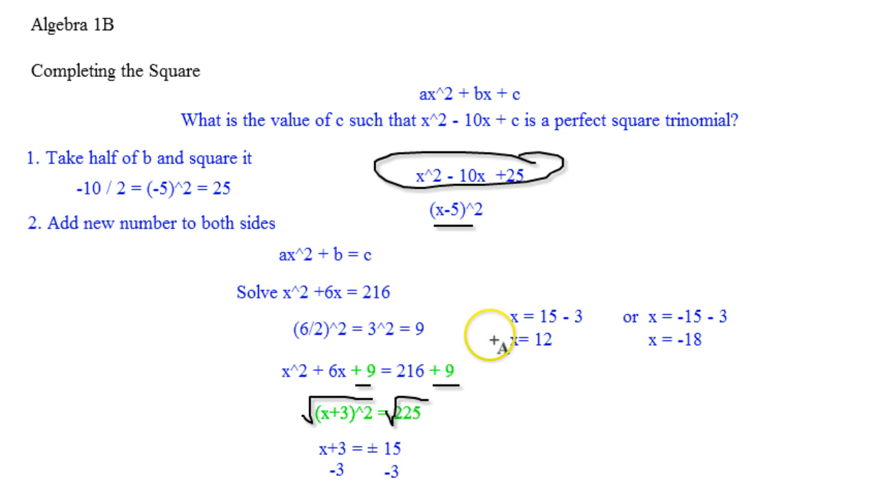Now some of you are probably also wondering, could I just graph this and set this equal to 0? Yes, you can. You can definitely set it equal to 0 and still graph it.